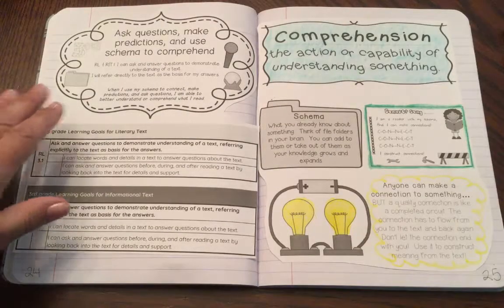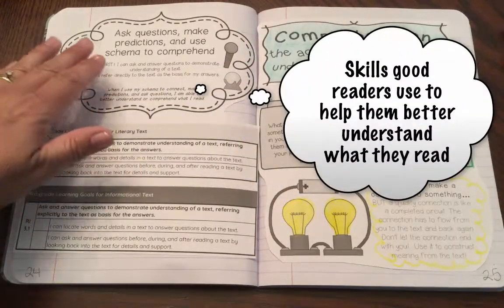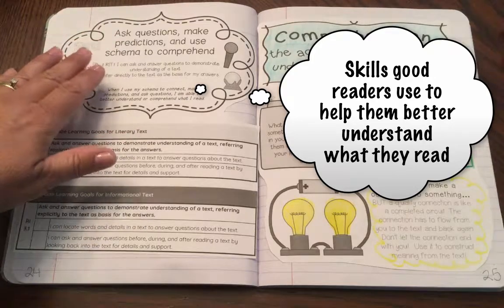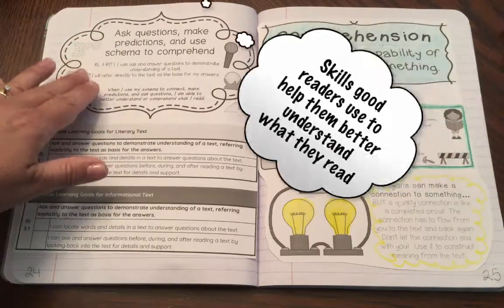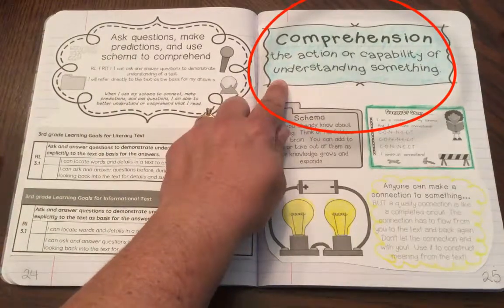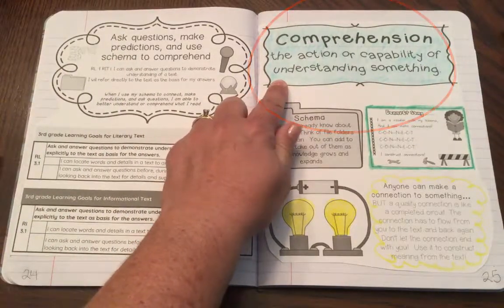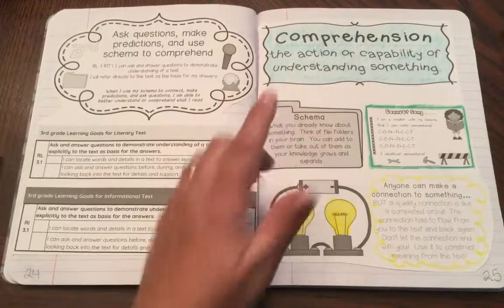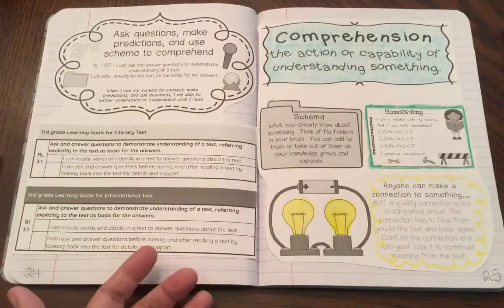This lesson for your comprehension notebook is focusing on how you as a reader ask questions, make predictions, and use your schema to help comprehend. As a reminder, comprehension is the act or the capability of understanding something. And so as readers, it's important that we understand.